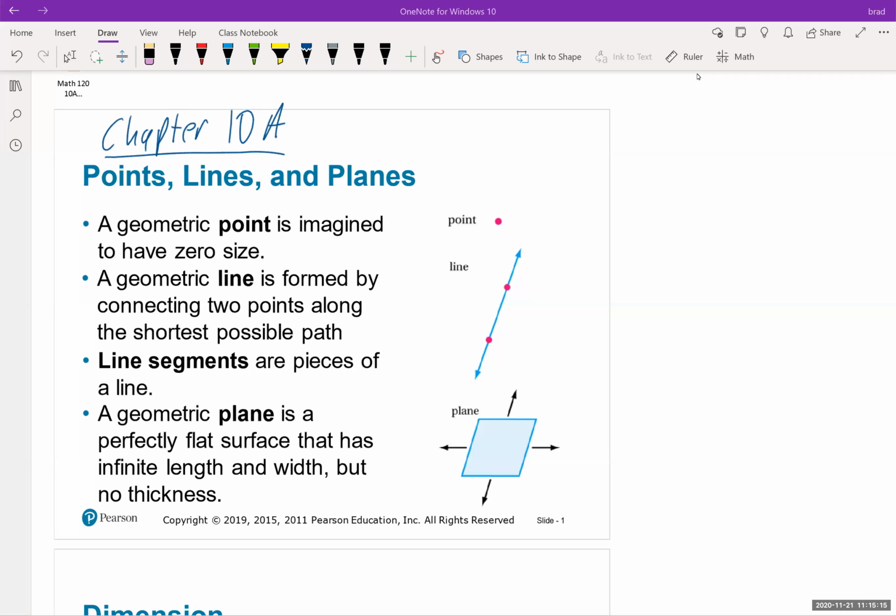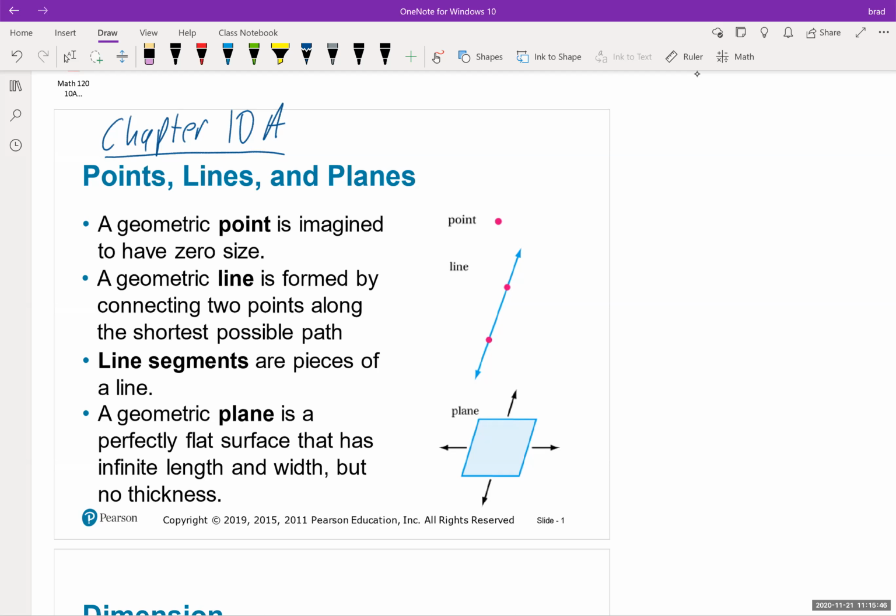This section is going to be talking mainly about points, lines, and planes. Okay, so a geometric point is imagined to have zero size. When you draw a point like this over here, the point's size is more just for us. What if I shaded it in even bigger? That doesn't make a difference. We think of it as being infinitely small. It doesn't actually carry a width. It doesn't actually have a size to it. It's more of a location.